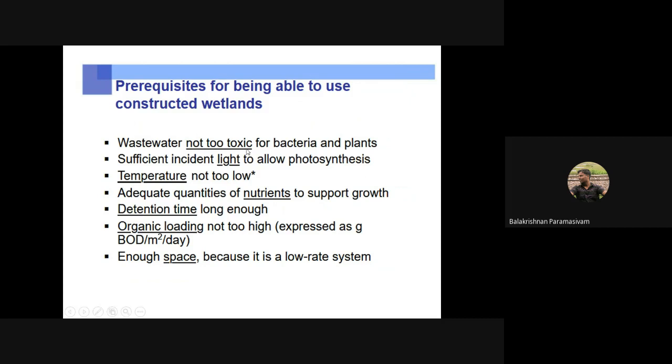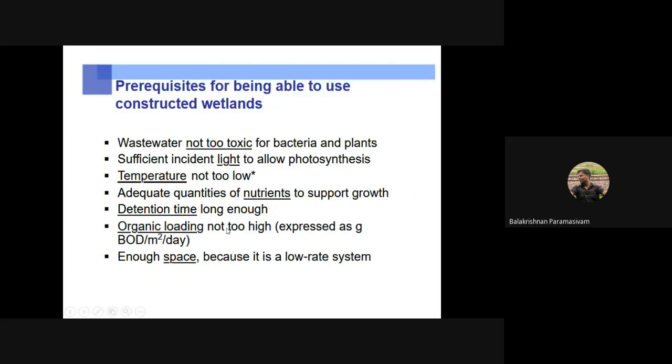Whenever we are designing a constructed wetland, there should not be too toxic a component. So for industrial effluent we won't suggest constructed wetland operation, and we need to provide sufficient light for photosynthesis, and the temperature should not be too low. Because if the temperature is too high, microbial degradation, plant growth and other processes won't happen, and an adequate quantity of nutrients is needed. So this will be the detention time.